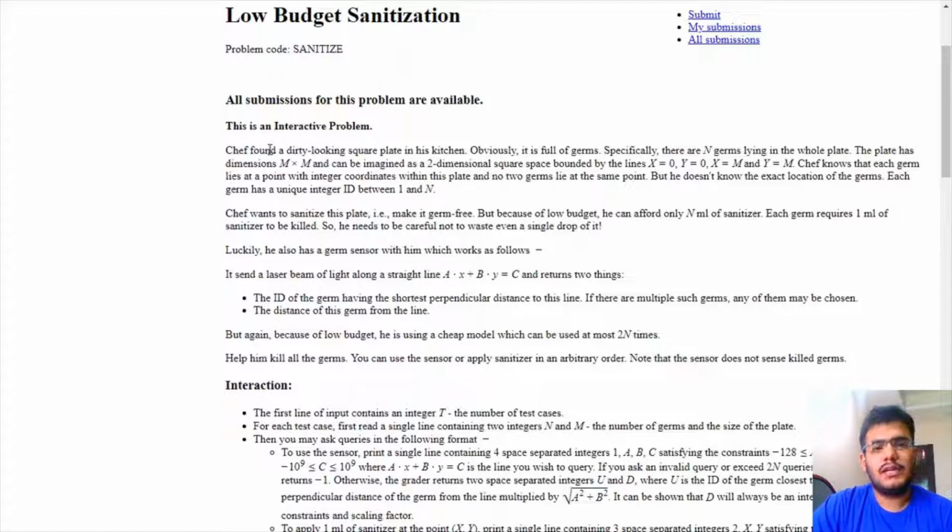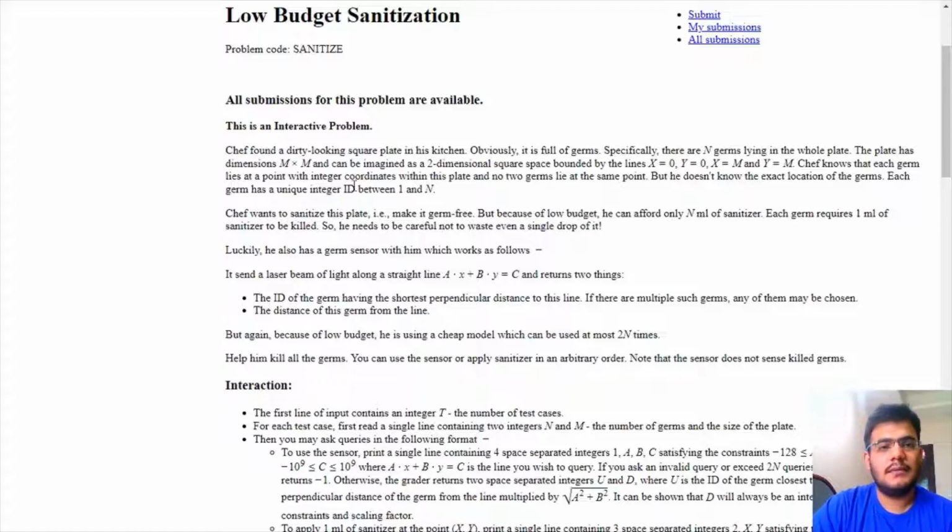Chef found a dirty looking square plate in his kitchen. Obviously, it is full of germs. So, there are specifically n germs lying on the whole plate. The plate has the dimensions m cross m and can be imagined as a two-dimensional square space bounded by the lines x = 0, y = 0, x = m and y = m. So, basically, the area in consideration is the square, which we can say starts from the left corner at 0, 0 and the rightmost top corner at m, m.